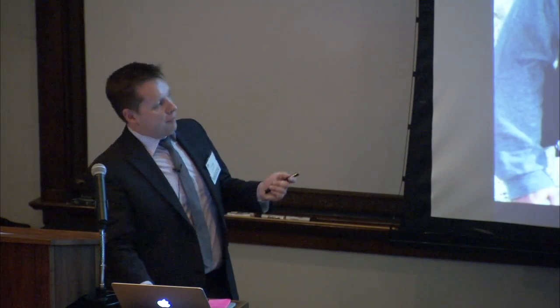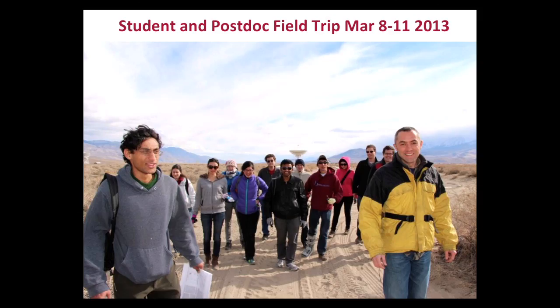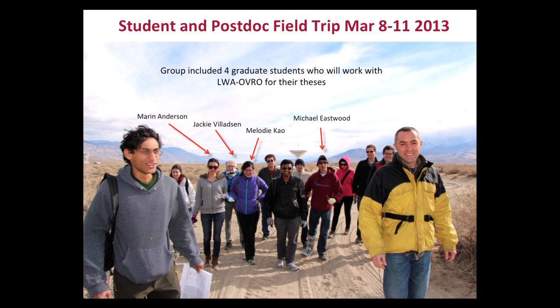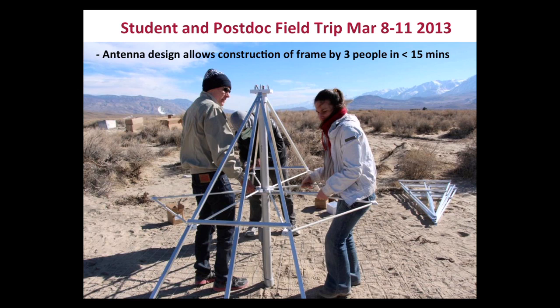We finally showed up after they'd done all the hard work to build antennas in March of 2013, including 4 students who were doing thesis work on the project. Here's our first antenna built on March 8th. We had some dust storms soon after, but after the first day, we got down to serious work. It turns out you can build them pretty fast. 3 antennas can be built in 50 minutes. We had 3 teams of 3 students competing to build antennas.